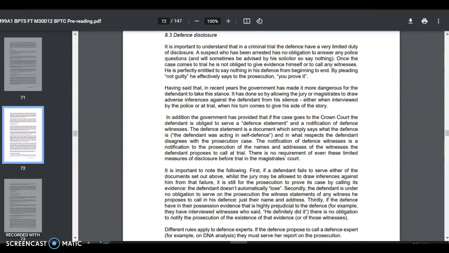This requirement only applies to the Crown Court, and there is no requirement of even these limited measures of disclosure before the trial in the magistrates' court.